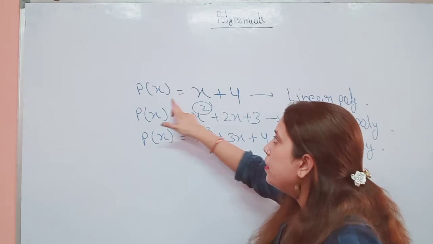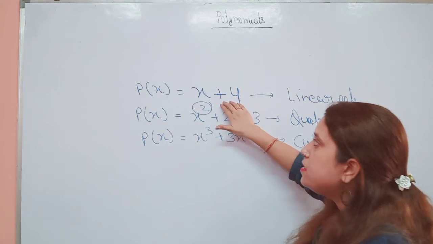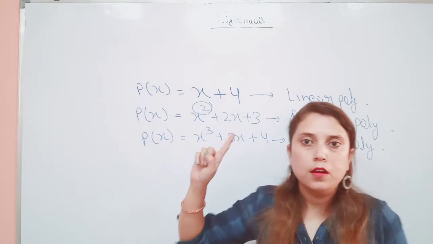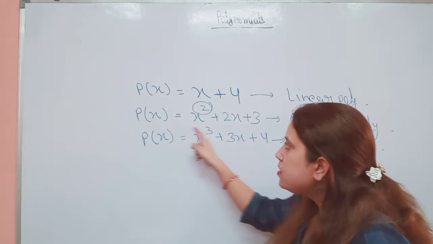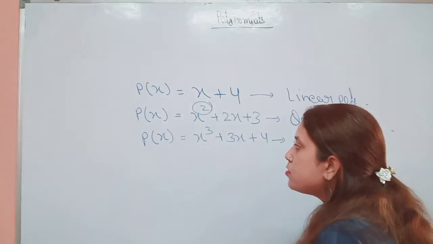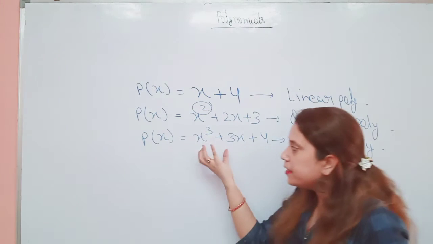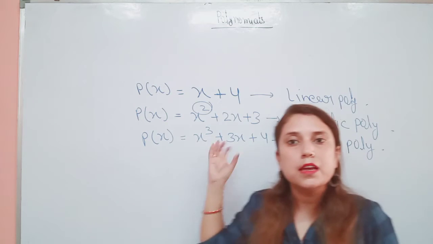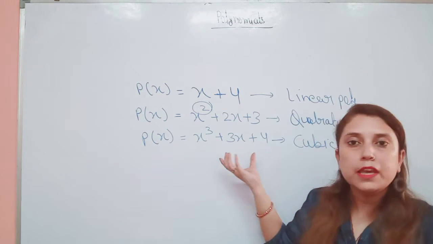Okay, so here x plus 4. How many zeros of this polynomial? 1. Only 1. And how many zeros of a quadratic polynomial? 2. How many zeros of a cubic polynomial? Because the highest degree of a cubic polynomial is 3, the zeros will be 3.